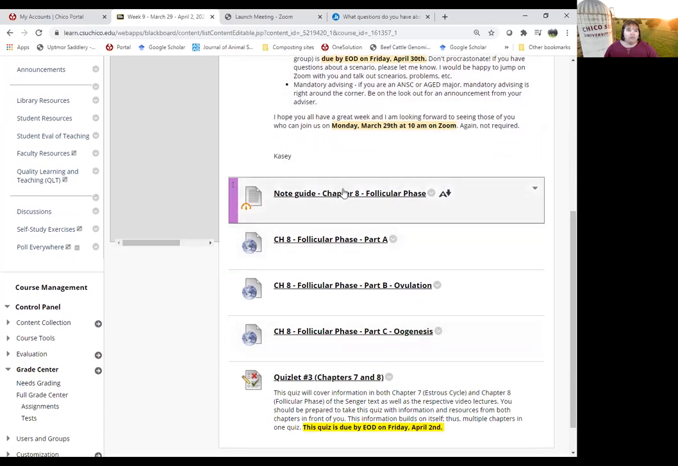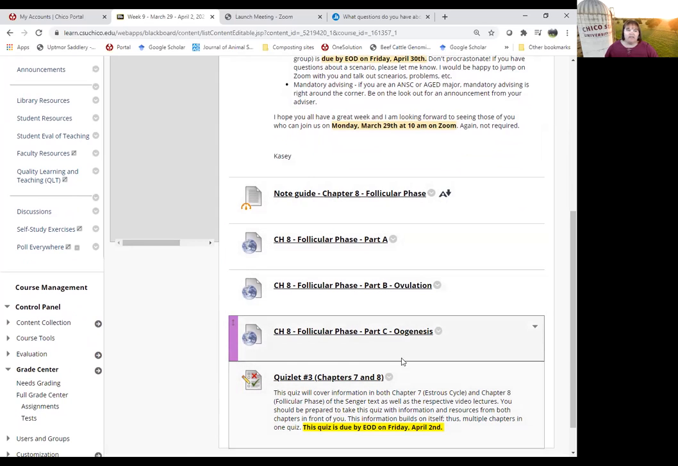In this module, you've got your note guide for the follicular phase, and then you've got 3 video lectures about the follicular phase. So we're really looking at the shorter part of the phase in our livestock species, where that oocyte is maturing, it's being recruited, it's growing, getting bigger, and it's being housed within that follicle that becomes dominant on the ovary. And the follicular phase will also take us through the ovulation process.